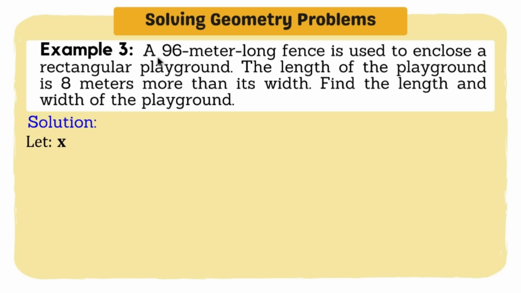So, tingnan natin kung alin yung mga statement dito na kino-compare yung dalawang quantities na hinahanap natin. Okay? So, yung length and then yung width. So, first sentence, a 96 meters long fence is used to enclose a rectangular playground. We cannot use this. Maybe this will be used in the equation. Next statement, the length of the playground is 8 meters more than its width. Yes, ito po yung may comparison. So, ito yung gagamitin natin for our representation.